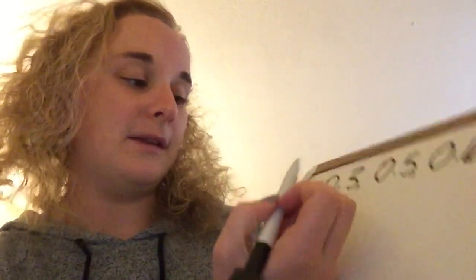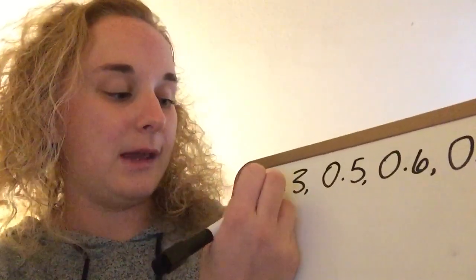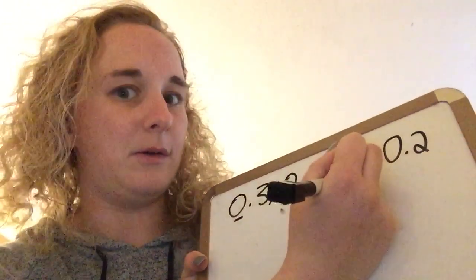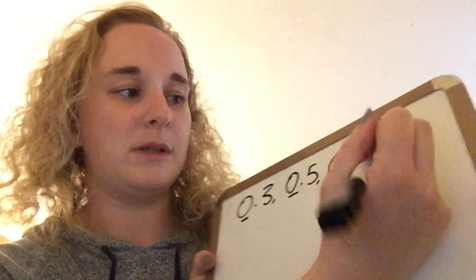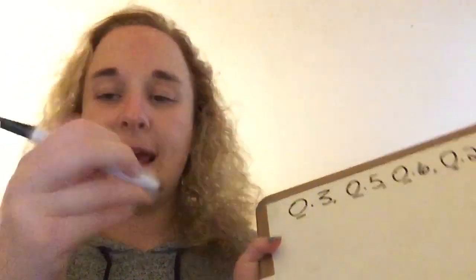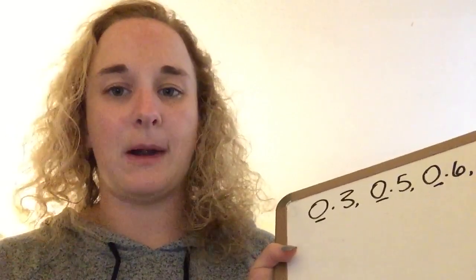So when we're comparing fractions, the first thing we need to look at is the number all the way to the left in each number. So in this case, we have a 0 in the ones place, a 0 in the ones place, a 0 in the ones place, and a 0 in the ones place. Okay? We can't compare them yet because they're all the same number.